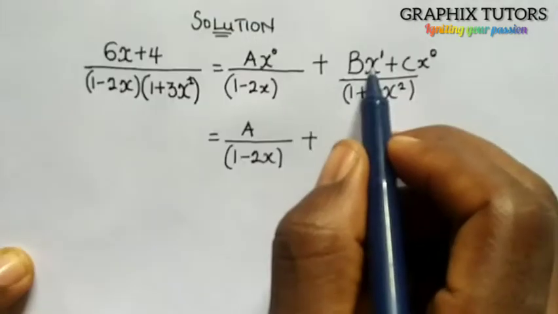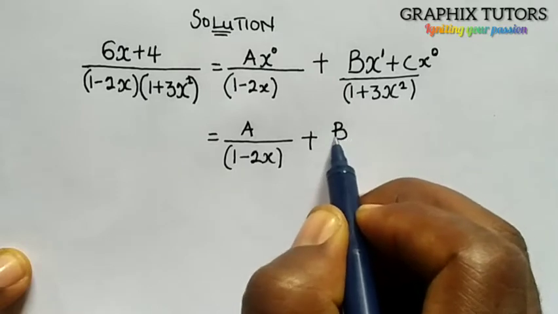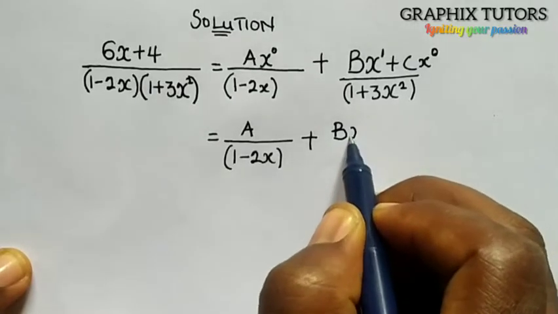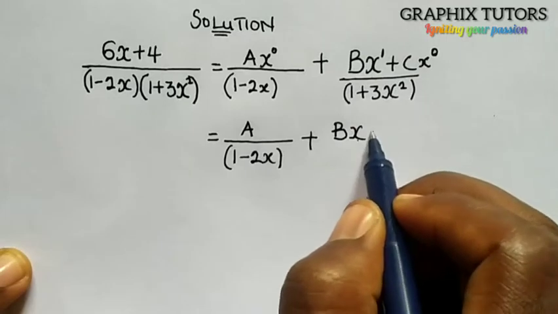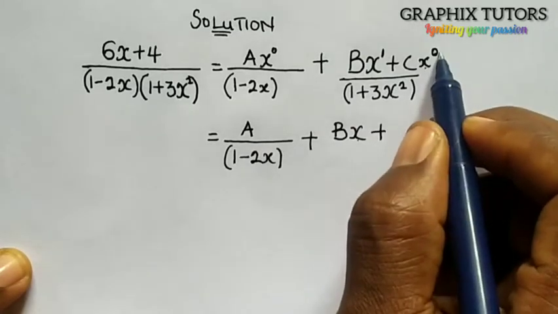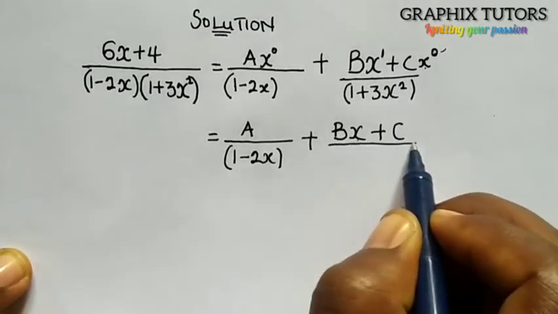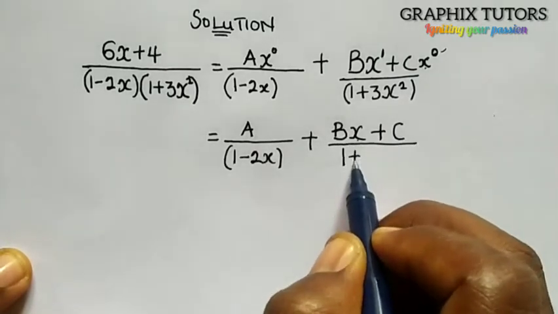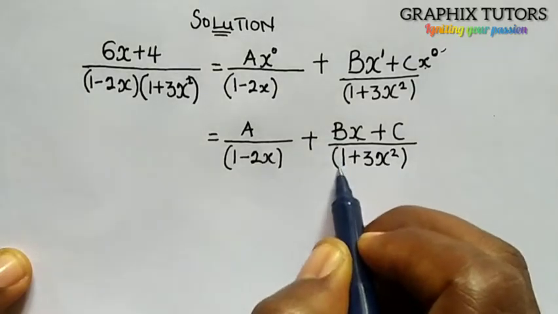Plus x raised to the power 1 is x, times B gives me Bx. Now plus x to the power 0 is 1, 1 times C is C, everything all over 1 plus 3x squared. Is that okay?